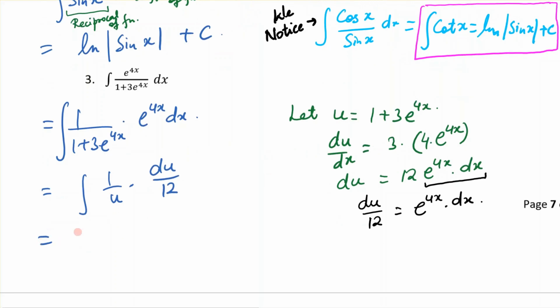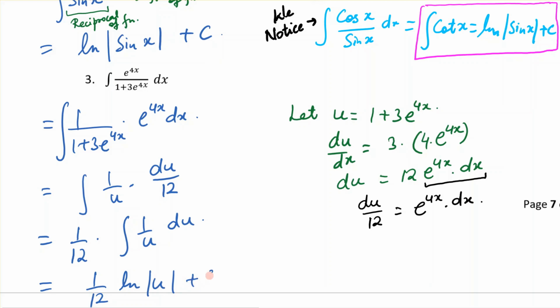Essentially, 1 over 12 is just a constant outside, so you get 1 over u du. And this is our basic logarithmic form. So the answer would be ln of mod of u plus c, and you can plug back the value of u. In this case, u was 1 plus 3 e raised to power 4x, which is what we substituted in the beginning, plus c.